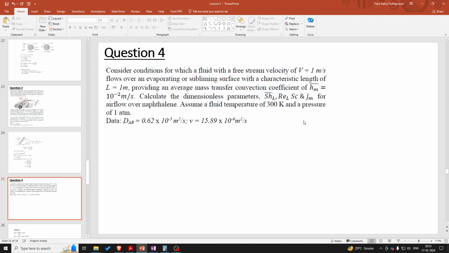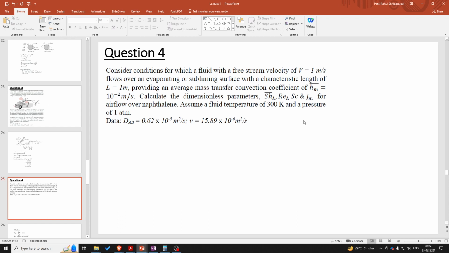And now let's move on to another question. This is a relatively simple question, whereby we have been given conditions for which a fluid with a free stream velocity of v equal to 1 meter per second flows over an evaporating or subliming surface with a characteristic length of 1 meter, providing an average mass transfer coefficient of 10 raised to minus 2 meter per second.